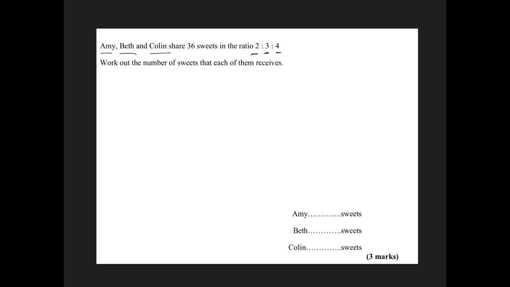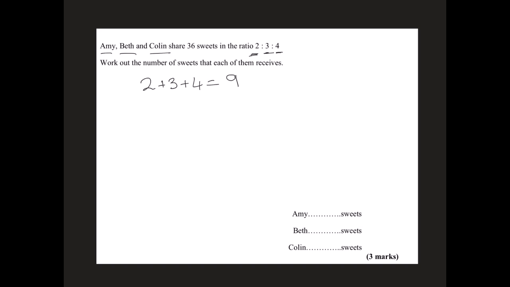So first job is to add up and find how many parts we have in total. So it doesn't matter whether there's two things in the ratio or 3 things in the ratio, you just add up all the parts of the ratio. So 2 plus 3 plus 4. So that adds up to a total of 9. So we know that there is 2 parts for Amy. 2 out of the 9 go to Amy, 3 out of the 9 go to Beth, and 4 out of the 9 go to Colin.